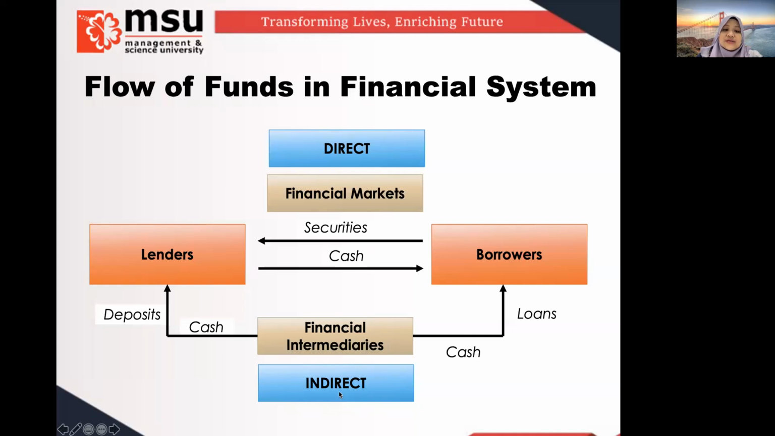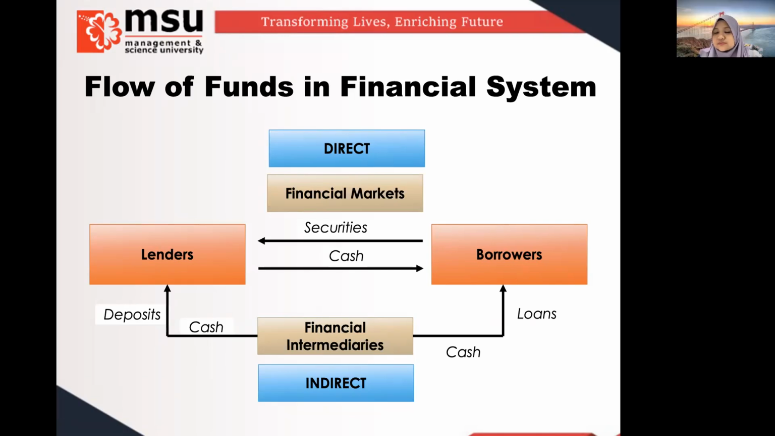For indirect, lenders and borrowers will meet in the financial intermediaries. So they do not meet face to face, or they do not interact directly, but both lenders and borrowers interact with financial intermediaries. So when the lenders save their money, which is they save their cash in a bank, the bank will give them the deposits of the lenders.